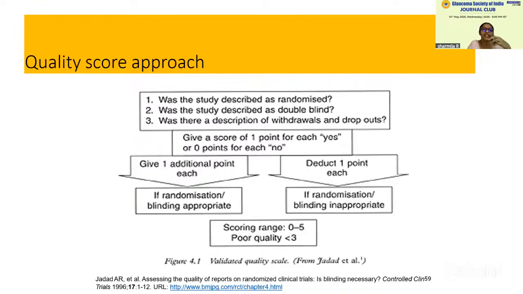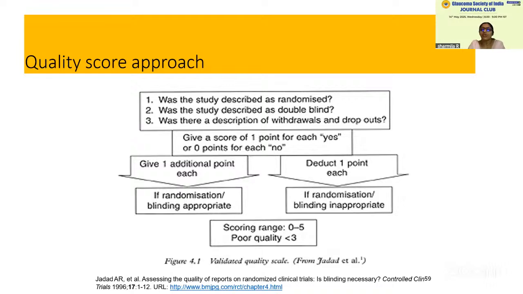Last but not the least, in spite of doing a good study, it is also important to understand whether that study is a good quality one. So there's something called the quality score approach. They ask a few questions like this. Was the study described as randomized? Was the study described as double-blinded? Was there a description of withdrawals or dropouts from the study?